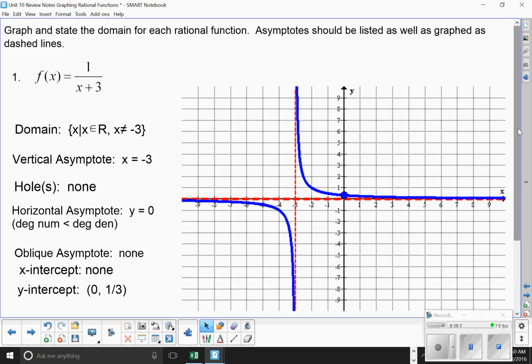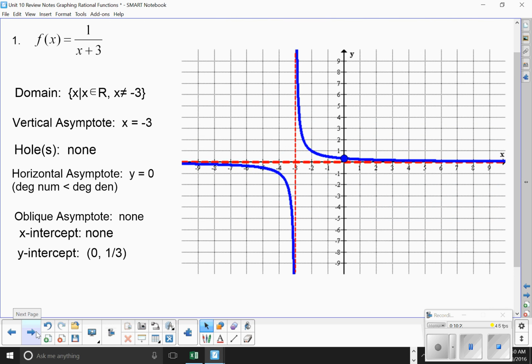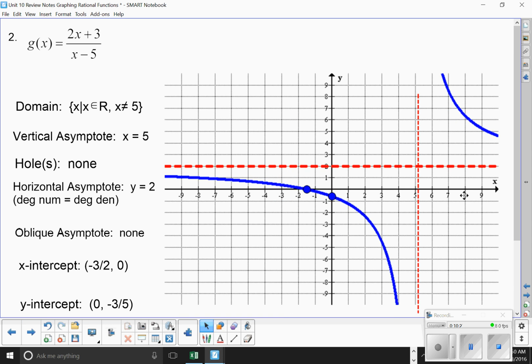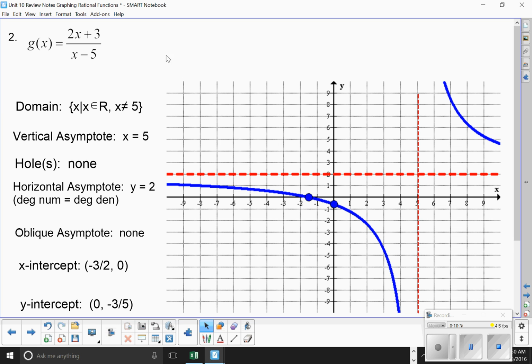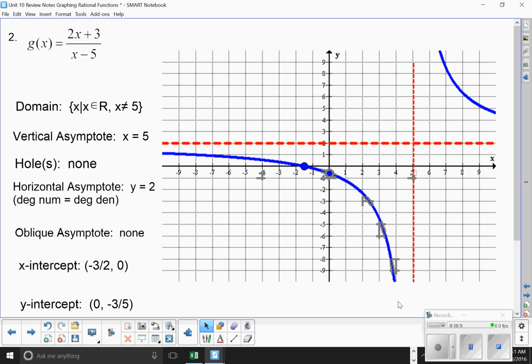You should be able to graph that. Next up, you're doing good. Notice over here, I tell you if there are no holes. I also note that the degree of the numerator equals the degree of the denominator, thus lead coefficient over lead coefficient. X-intercept and y-intercept. Plug in zeros where appropriate.